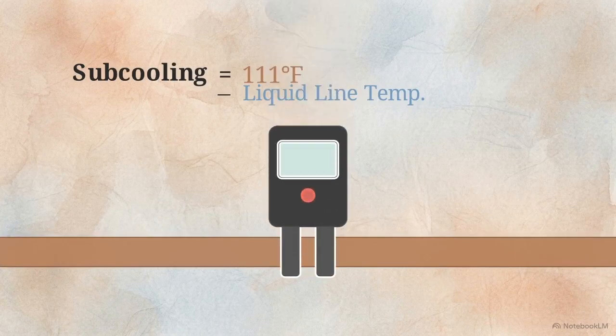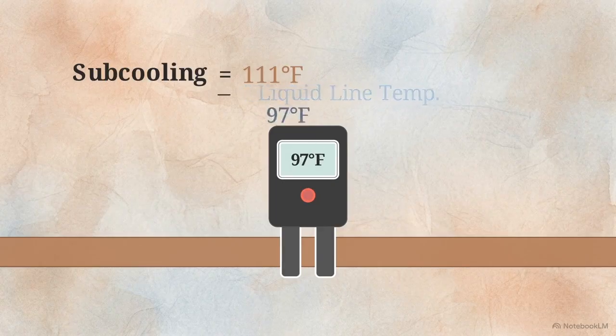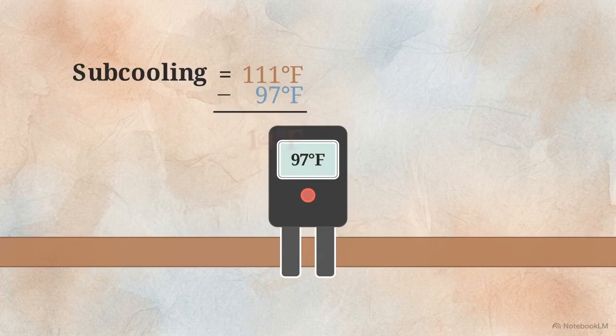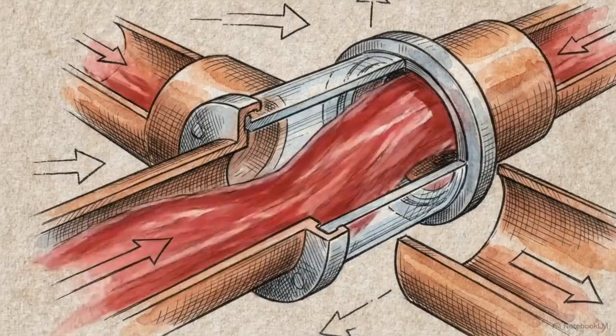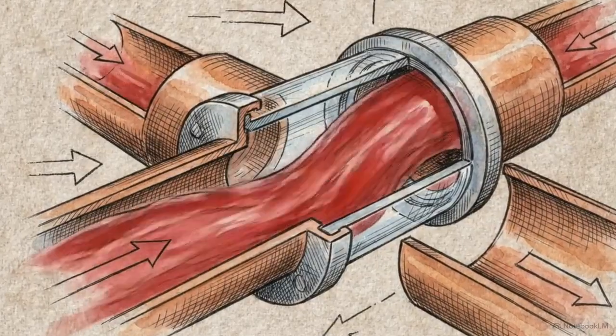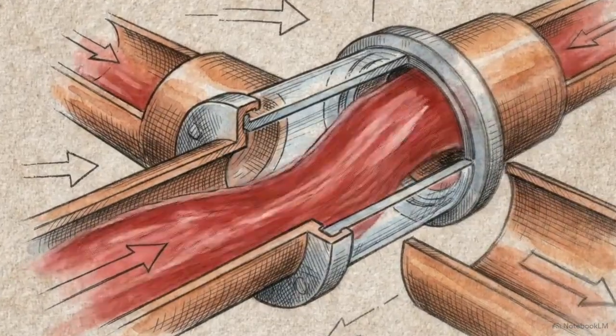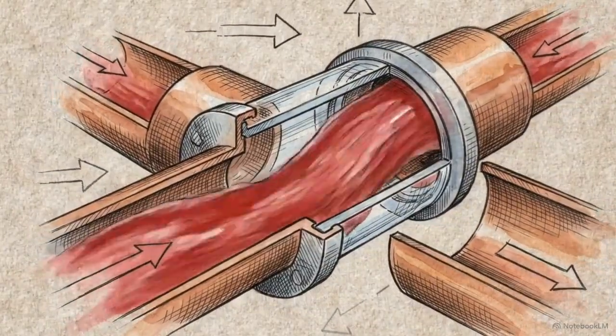To find the second variable, you must clamp your physical temperature probe directly onto the small copper liquid line leaving the condenser. In this example, the physical line temperature measures 97 degrees. 111 minus 97 yields a final subcooling value of 14 degrees. A healthy subcooling range sits between 8 and 15 degrees. System manufacturers mandate that all TXV systems be charged using this exact subcooling method. Achieving the correct subcooling number is definitive proof the condenser is efficiently removing heat, feeding a solid, unbroken column of liquid to the metering device.